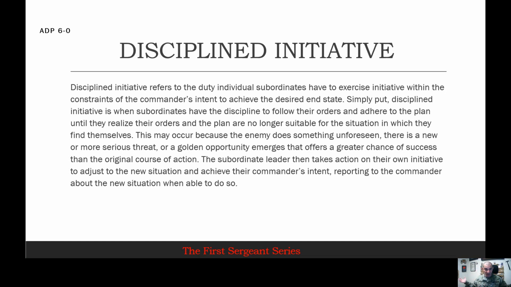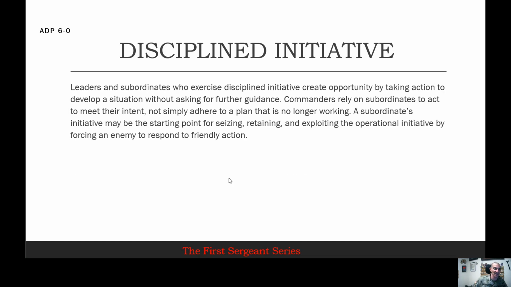This may occur because the enemy does something unforeseen. There's a new or more serious threat. A golden opportunity emerges that offers greater chances of success than the original course of action. Right? Subordinate leaders then take action on their own initiative to adjust to the new situation and achieve the commander's intent, reporting to the commander about the new situation when able to do so.